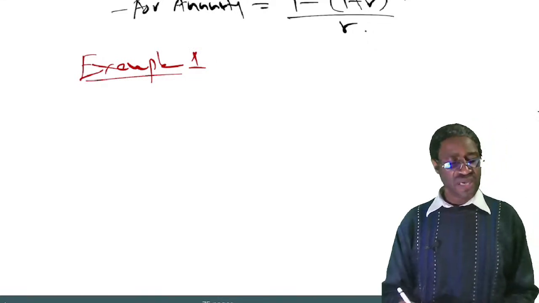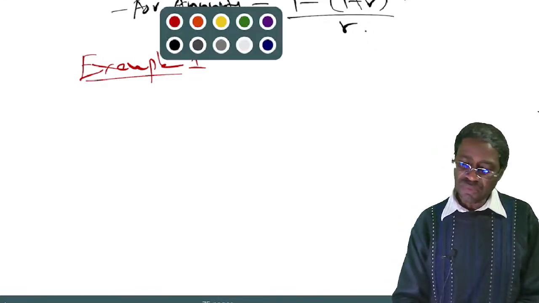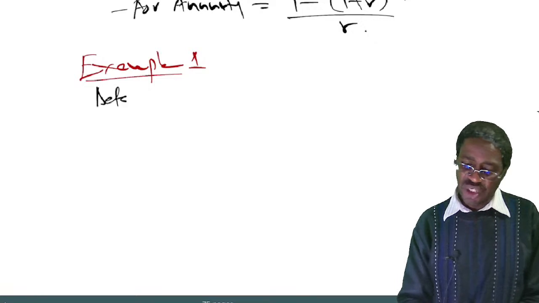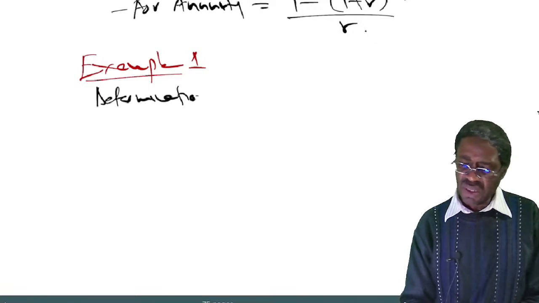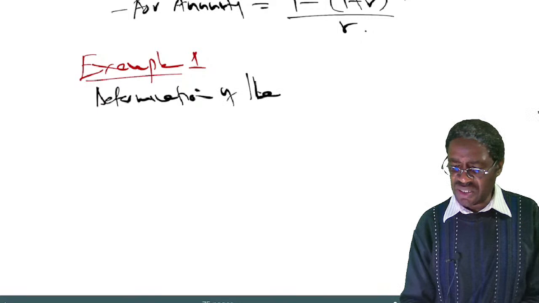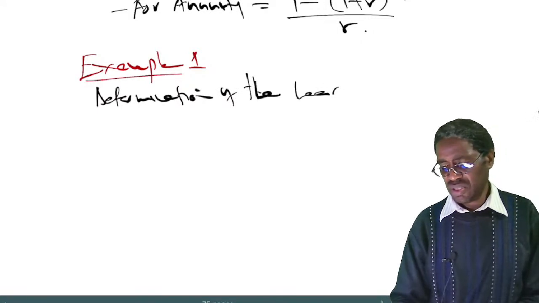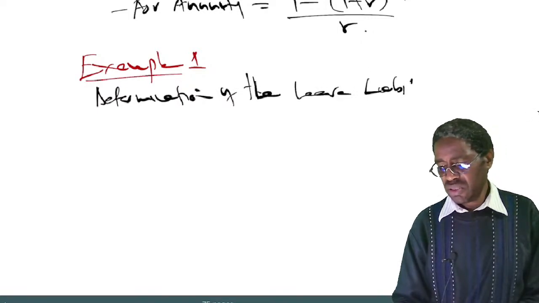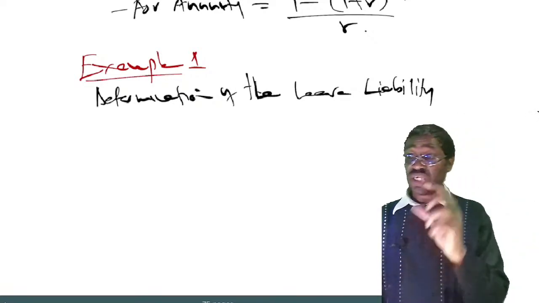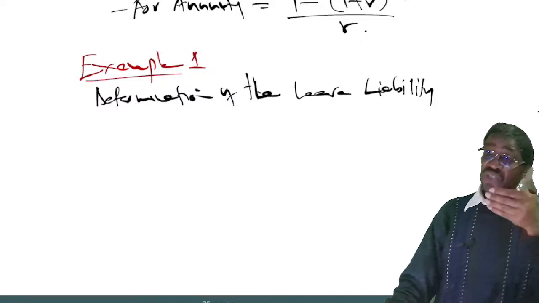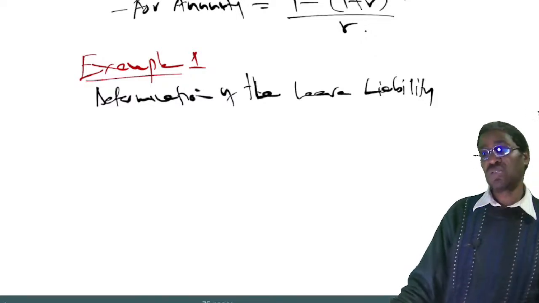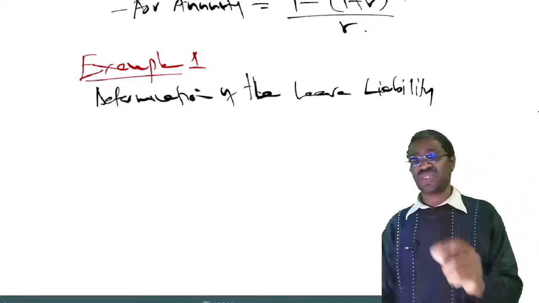So write: determination of the lease liability. Determination of the lease liability. That is the first working you should do. Why? Because it will be part of the asset also. You should always start with the lease liability calculation.